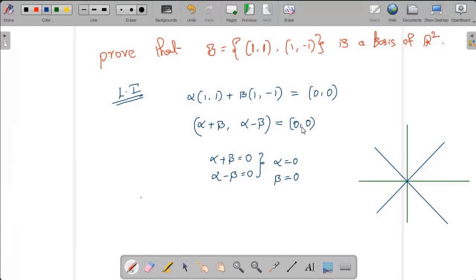So let me write: this linear system has a unique solution. Have you studied this property? If you have a linear system A x equal to 0, it has a unique solution if and only if the determinant of A is not equal to 0.